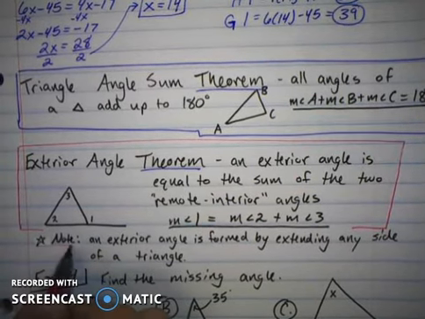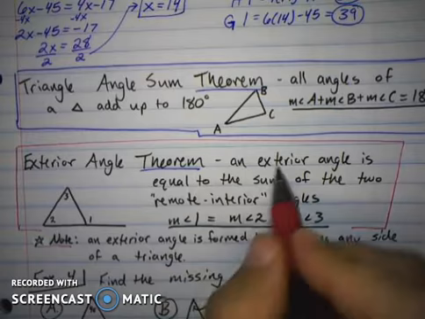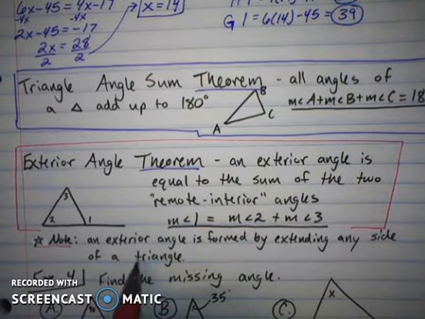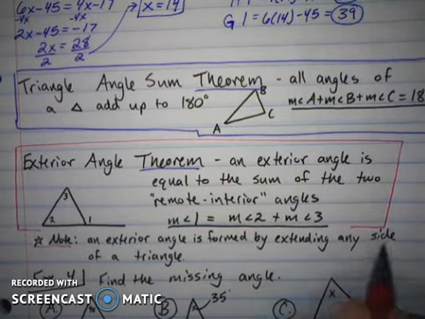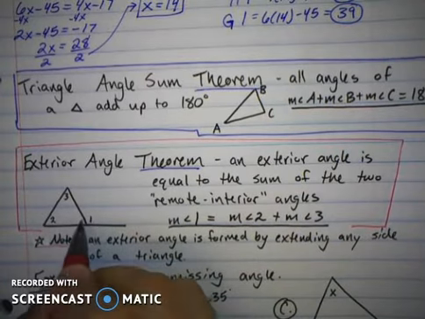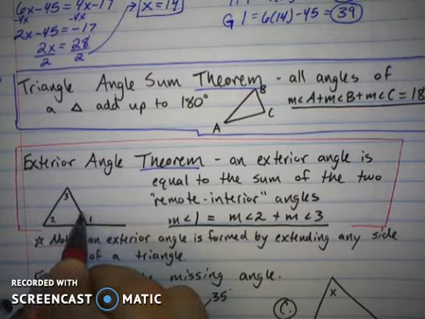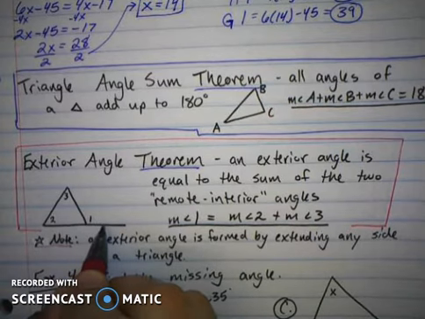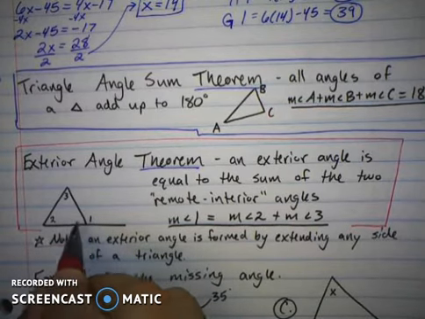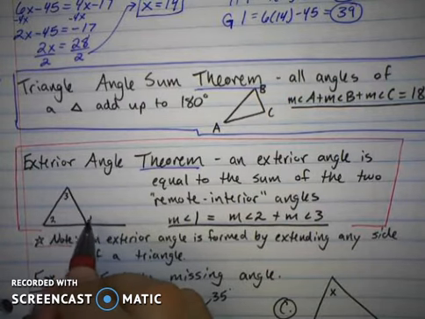But the note is this. An exterior angle is an angle formed by extending any side of a triangle. So that makes this angle I've drawn here angle 1. I took this side of my triangle and I extended it to create this exterior angle 1. You're basically creating that linear pair where this angle is your interior angle and angle 1 is your exterior angle.